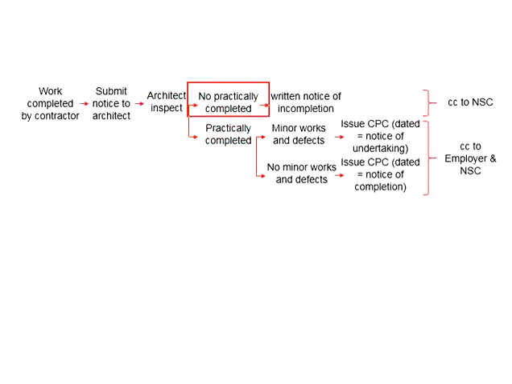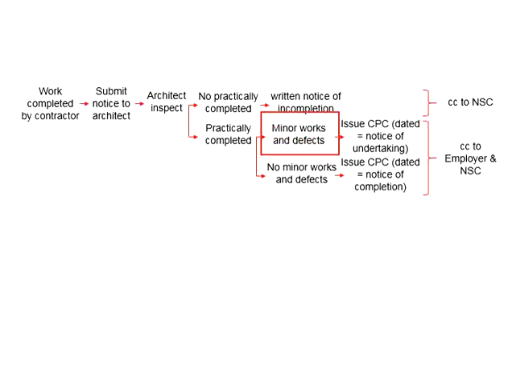If the work is not practically completed, the architect will need to issue a notice of incompletion. The notice is to be given to the contractor, with a copy sent to the nominated subcontractor. Let's say now the work has been practically completed. The architect will need to observe if there are minor works or defects which require the contractor to rectify.